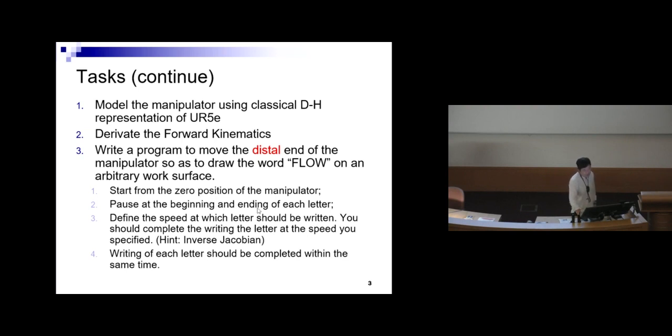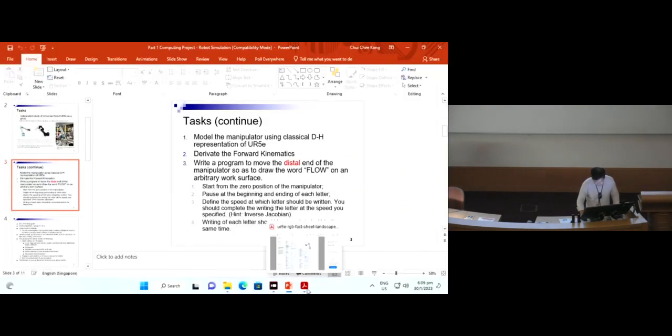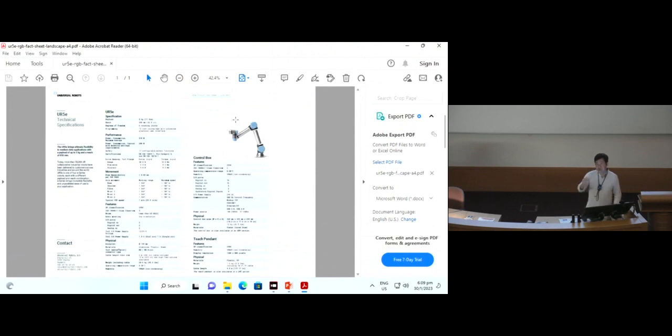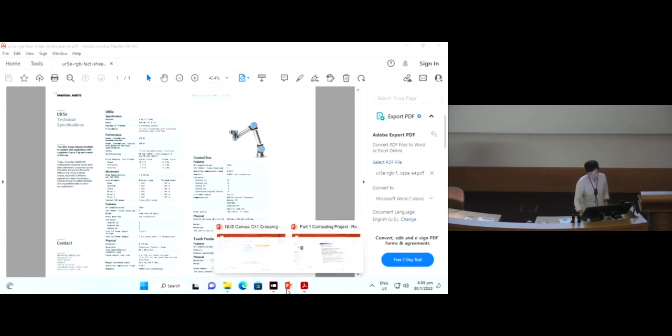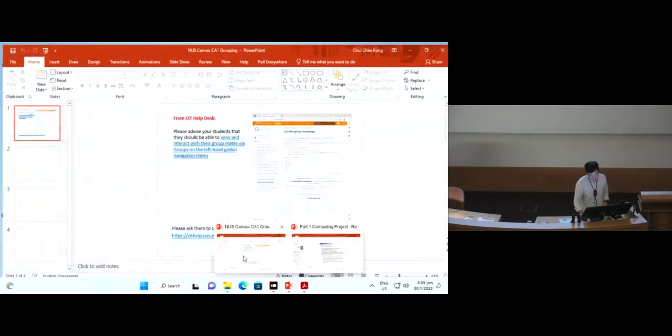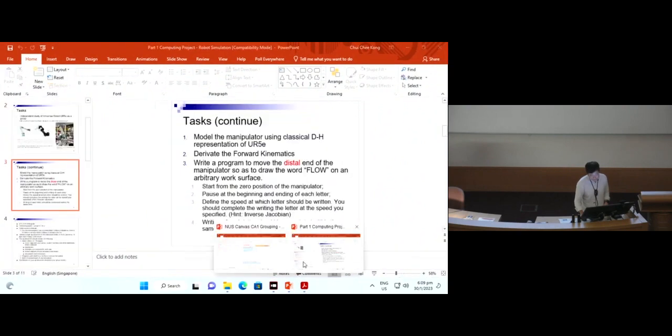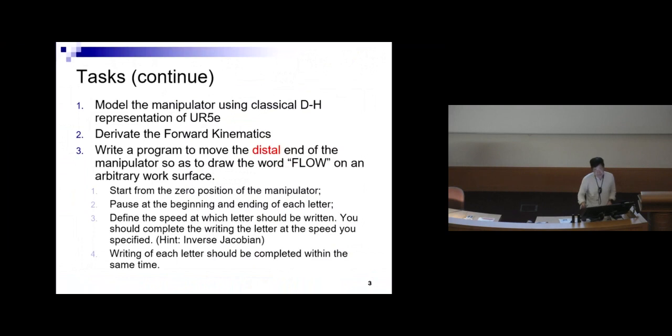You should start from the 0 position of the manipulator. If you look at the fact sheet over here, this is the 0 position of the manipulator. When you say 0 position, it means all the joint angles have a value of 0, so theta is equal to 0. We'll talk about the joint parameters later. You should start from the 0 position of the manipulator, and then pause at the beginning and ending of every letter.